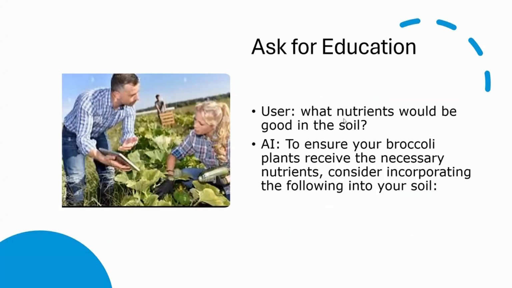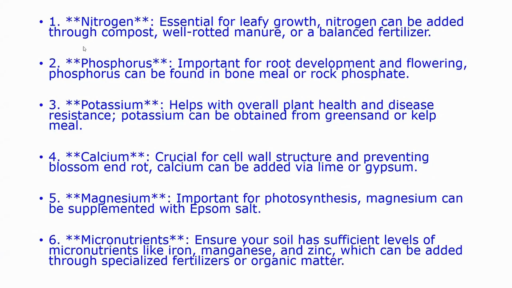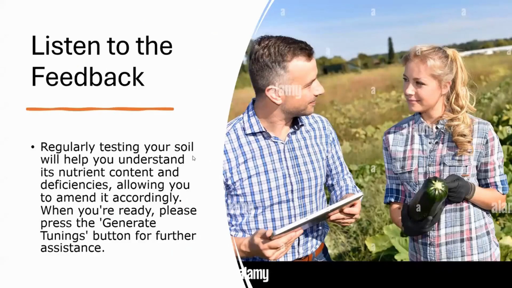So I asked a question, well, what nutrients would be good in the soil? To ensure your broccoli plants receive the necessary nutrients, consider incorporating the following into your soil. Nitrogen, phosphorus, potassium, calcium, magnesium, etc. Micronutrients. Listen to what they say. It's good information. Regularly testing your soil will help you understand its nutrient content and deficiencies, allowing you to amend it accordingly. When you're ready, create a session, generate tunings button.